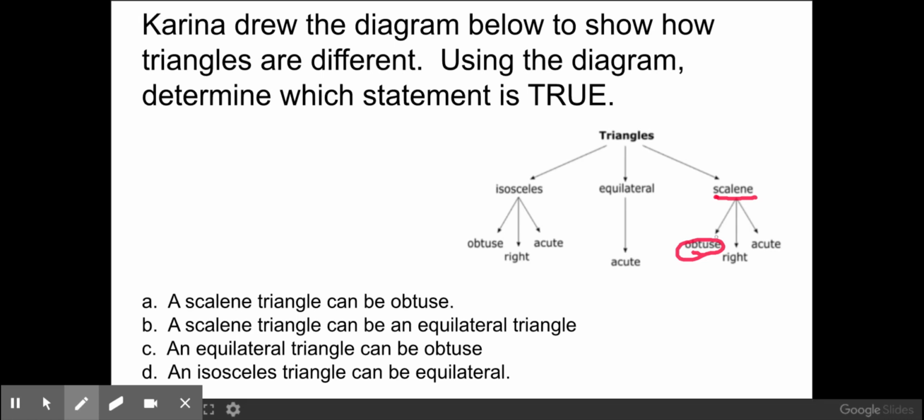B says, a scalene triangle can be an equilateral triangle. So let's look under scalene again. Do we see equilateral? No, we don't, so B can't be an option. C says, an equilateral triangle can be obtuse. So if we look under equilateral, do we see the word obtuse? No, we don't. It can't be C. And D says an isosceles triangle can be equilateral. So if we look under isosceles, do we see the word equilateral? No, we do not. So it can't be D. Our best answer choice would be A.